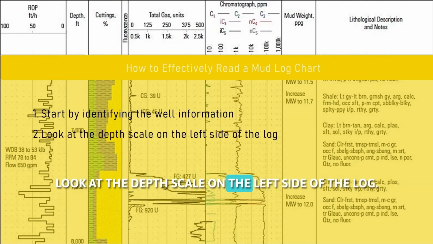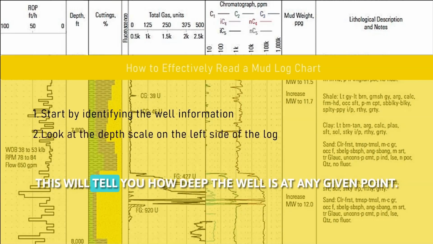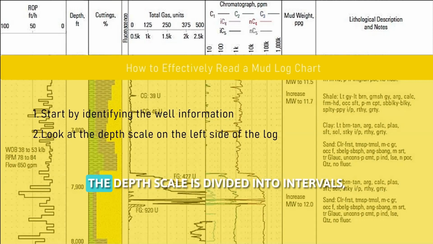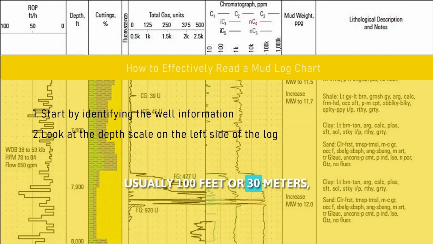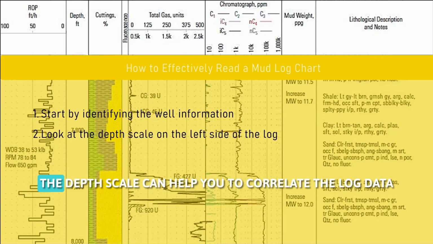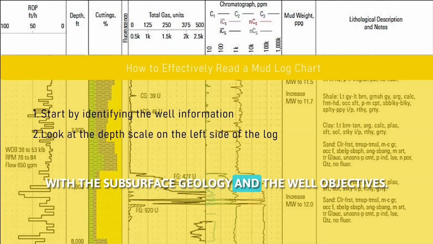Look at the depth scale on the left side of the log. This will tell you how deep the well is at any given point, measured in feet or meters. The depth scale is divided into intervals, usually 100 feet or 30 meters, which correspond to the log sections. The depth scale can help you to correlate the log data with the subsurface geology and the well objectives.